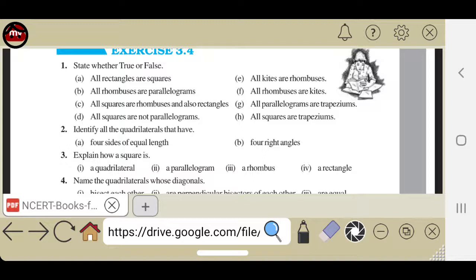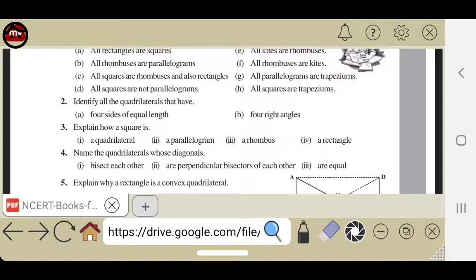Explain how a square is a quadrilateral. Quadrilateral means it needs four sides. Yes, a square is a quadrilateral because it has four sides. How is a square a parallelogram? In a square, there are two pairs of parallel sides, so it is a parallelogram.